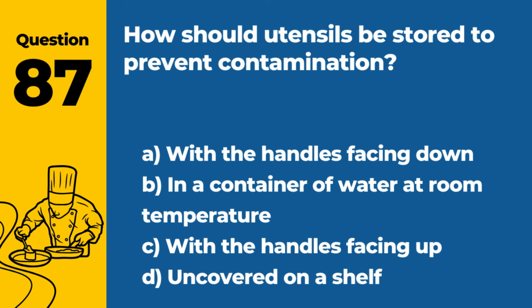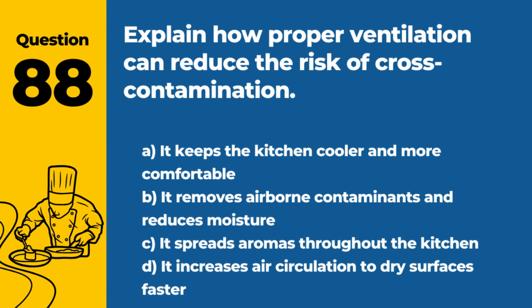Question 87. How should utensils be stored to prevent contamination? A. With the handles facing down. B. In a container of water at room temperature. C. With the handles facing up. D. Uncovered on a shelf. Answer: C. With the handles facing up. Utensils should be stored with the handles facing up to prevent contamination of the parts that come in contact with food. Question 88. Explain how proper ventilation can reduce the risk of cross-contamination.